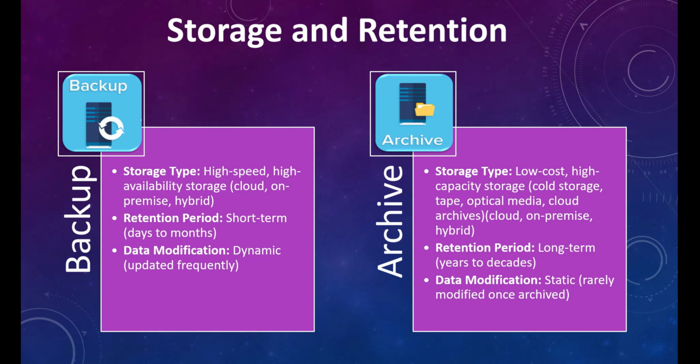When it comes to archiving, the storage type is low cost, high capacity storage. That means we are talking about cold storage here. It might be cold storage, tape, optical media, or cloud archives also. If you take cloud archives, there are certain solutions that cloud vendors like AWS and Azure provide to archive the data, which they call cold storage, which is low cost, but it takes time to retrieve the data when you need it.